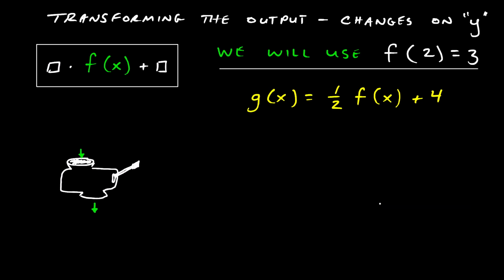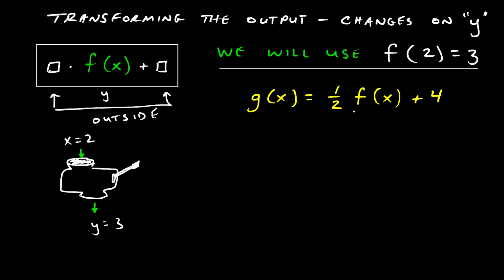So our first type of transformation, if we change the output, we're making changes on y. And where you will see that is it'll multiply the outside or we'll add to the outside. So notice these are changes on the outside of f of x, which is the idea of changing the output. So we're changing what y equals. So from our example, 2 comes in, a 3 comes out, and then we're making changes.